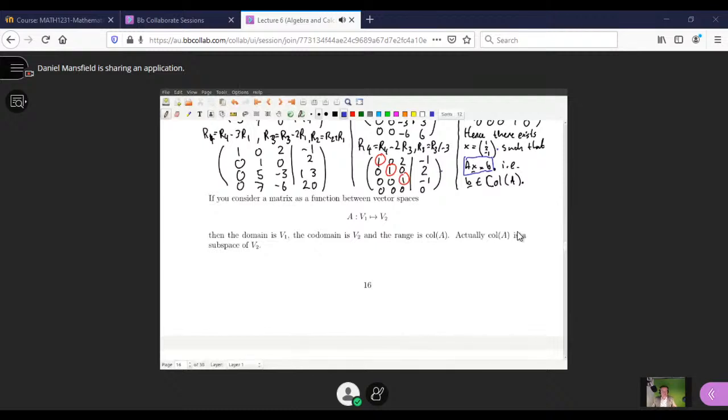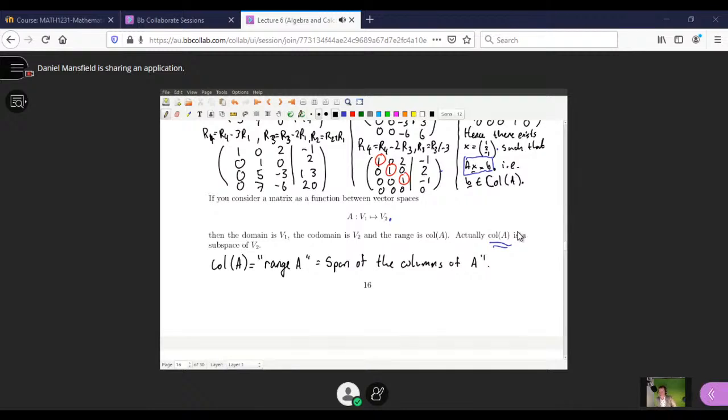Let's keep going. If you consider a matrix as a function between vector spaces, which is what we've been doing here, then the domain is V1, the codomain is V2, and the range is the column space of A. Yep. And incidentally, because we're talking about matrices, the column space of A, I want you to think about as being the range of A. It literally means the span of the columns of A.